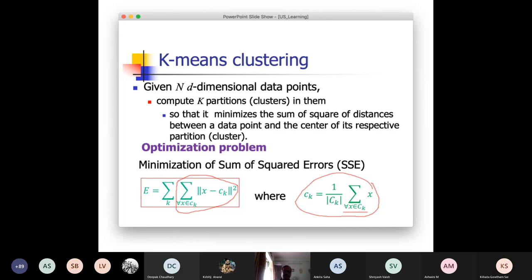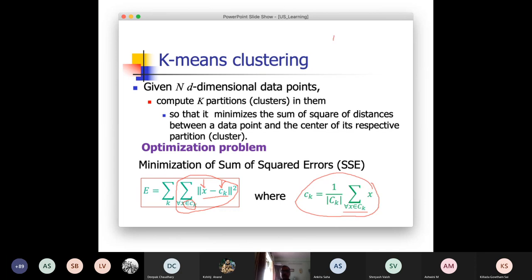You see that expression. You are taking the sum of squares between the data point which belongs to that partition and its partition. Let's say it belongs to the kth partition, so you have to take only a small k here. You should understand the big K is for the number of clusters.